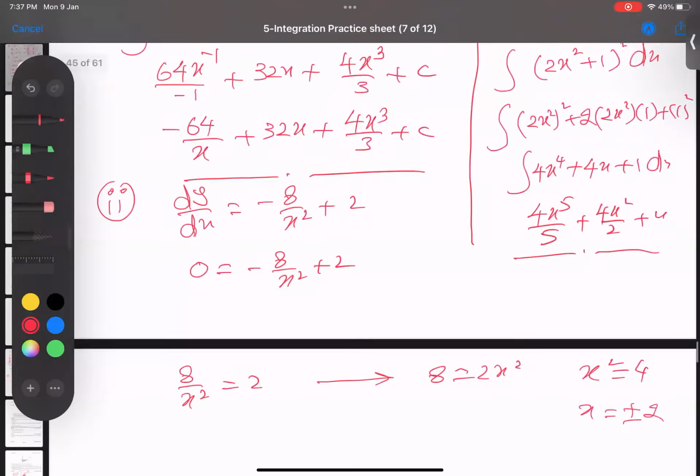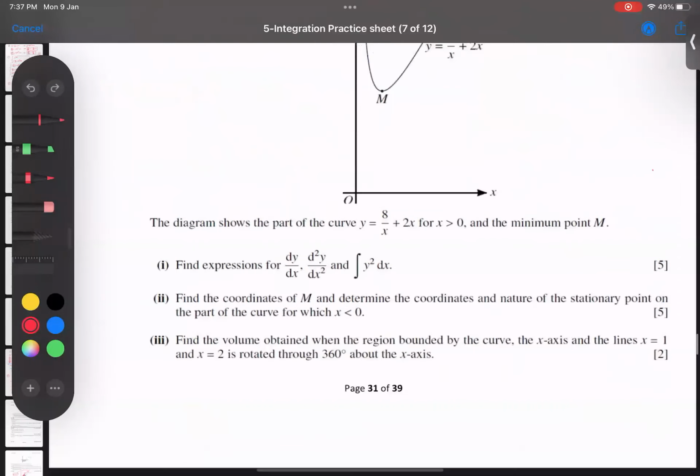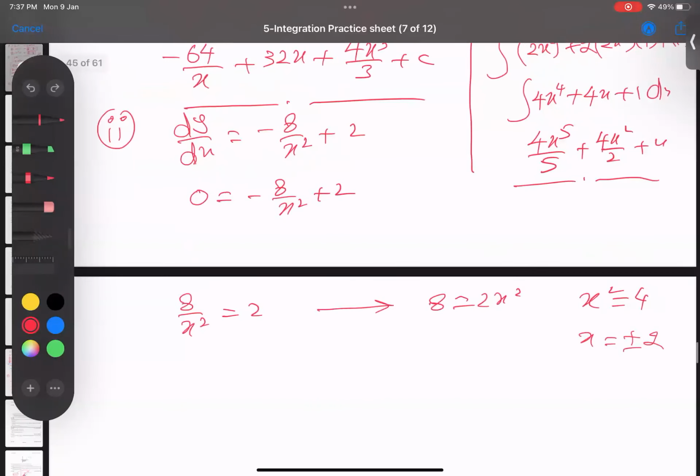But you know it very well. The graph is on the right side, positive part, not the left side. Maybe one graph is this way and one graph this way. This is called negative, this is positive. So we'll take only positive according to the situation. So this is clear. I will take only x equals plus 2.